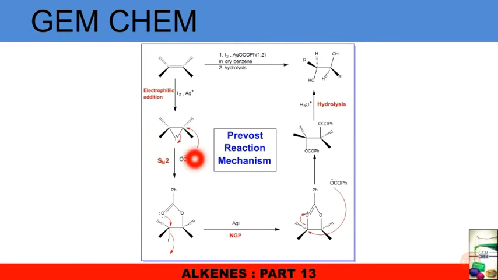Which is the neighboring group? This part is our neighboring group. It participates in the reaction to remove the iodine. This oxygen attacks the carbon using its lone pair and the iodine leaves the site. Next, another OCOPh minus attacks this particular carbon, and then this oxygen-carbon bond opens up. Ultimately we get this kind of product. On being hydrolyzed, we ultimately get the anti-diol product.